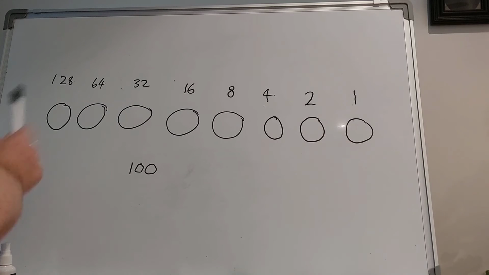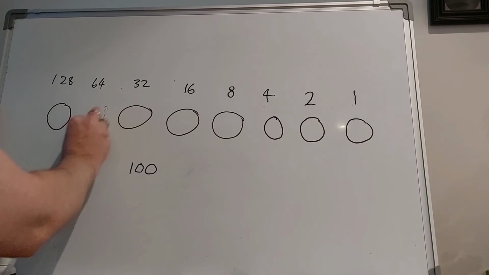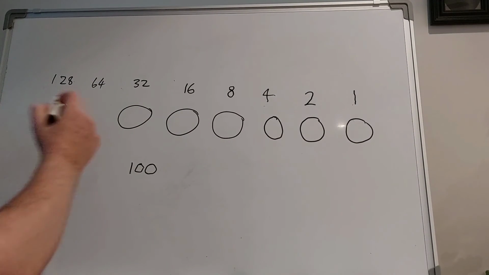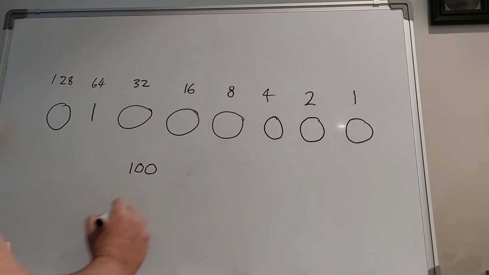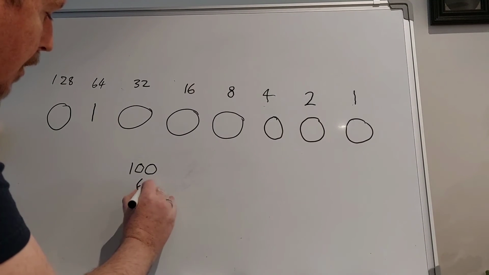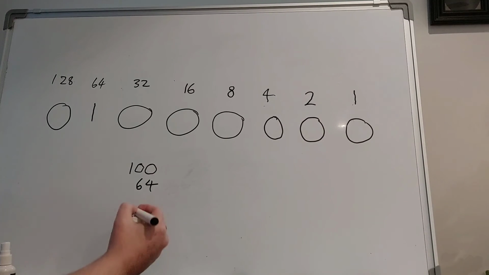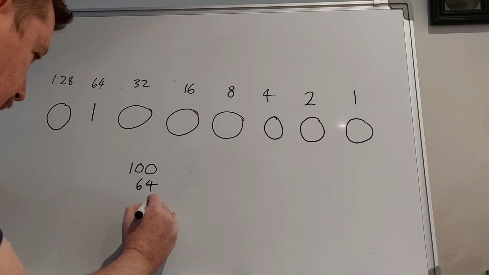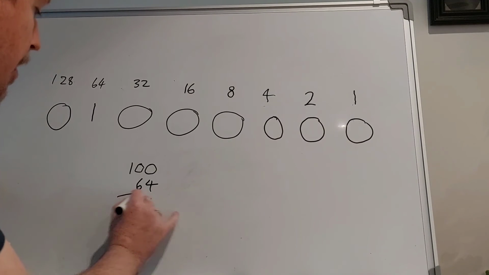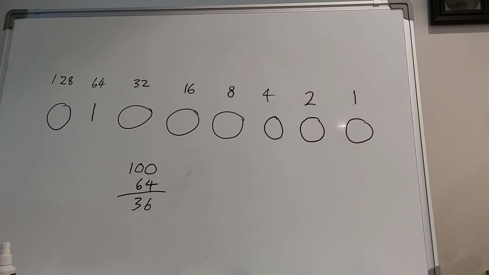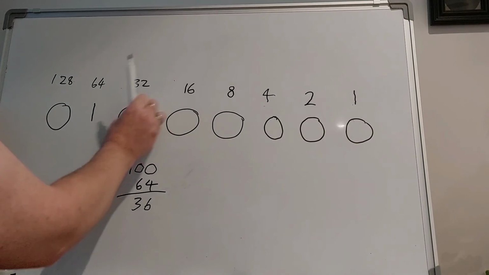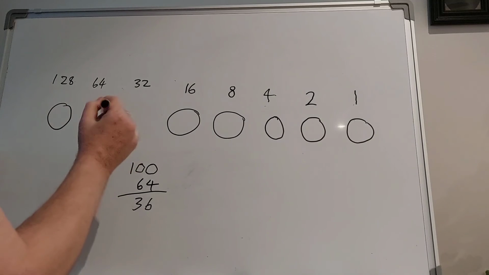Okay, so we can't turn this last light on. That's 128. That's too big. We can turn this one on. 64 is less than 100. So we turn that one on. So now we've got the 64 light on. We have to subtract that from 100. So we've got 36 remainder. So we still have to find 36. So after 64, we've got 32. That works. Okay, 32. Let's turn that light on.